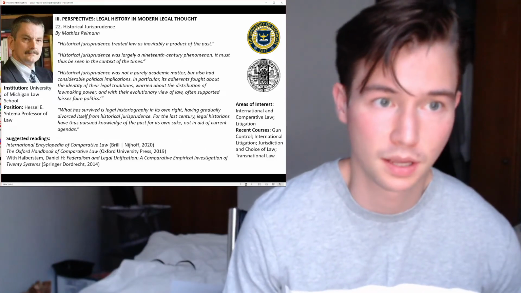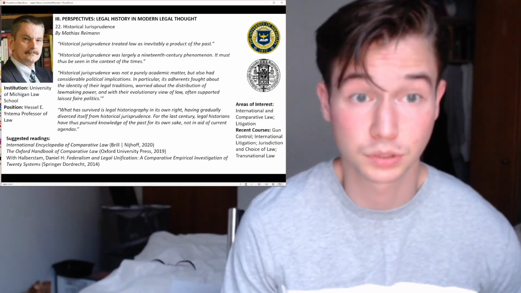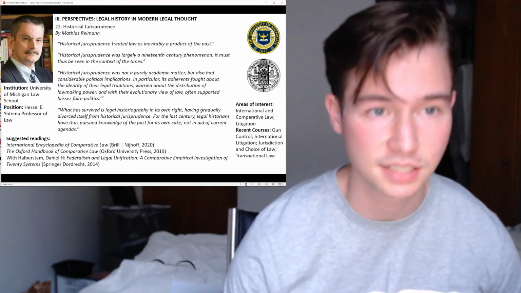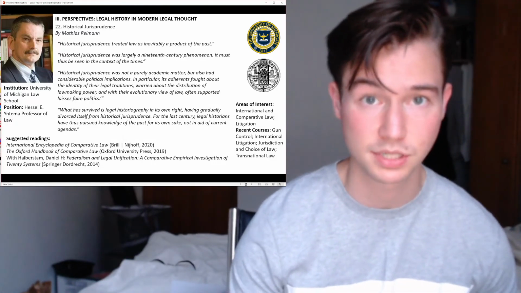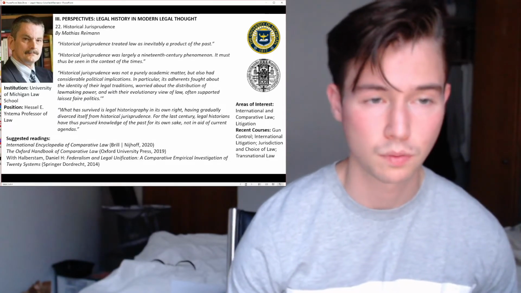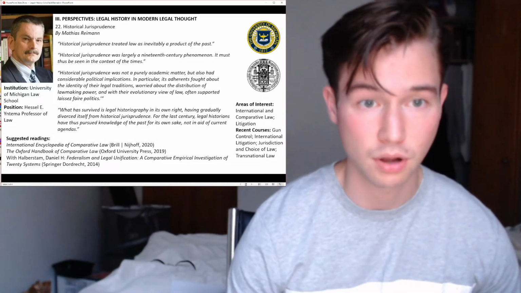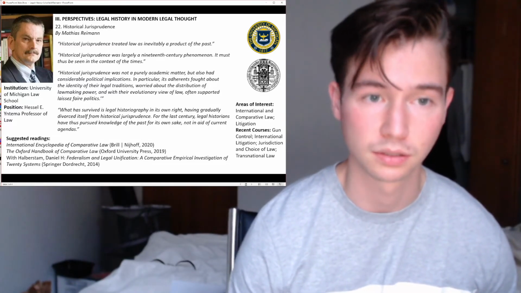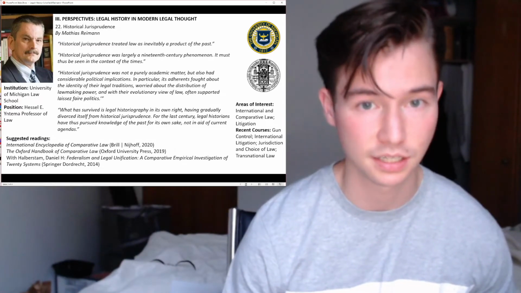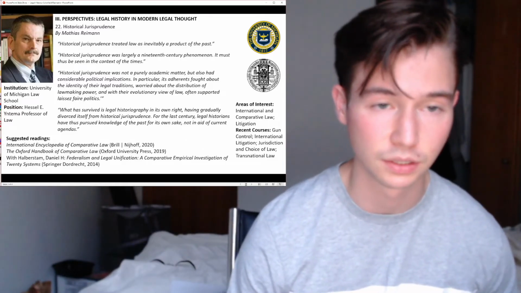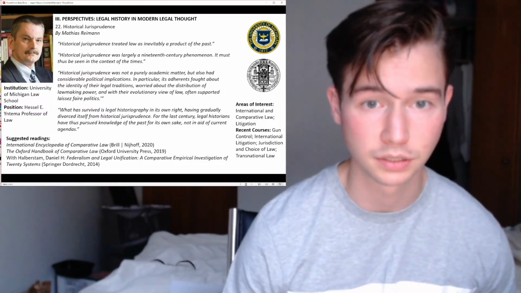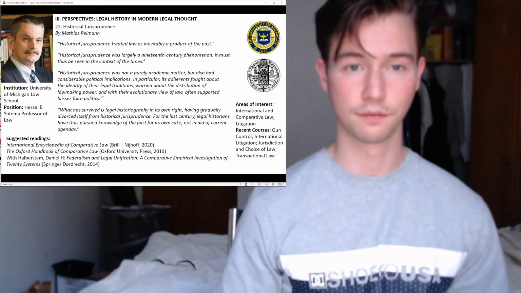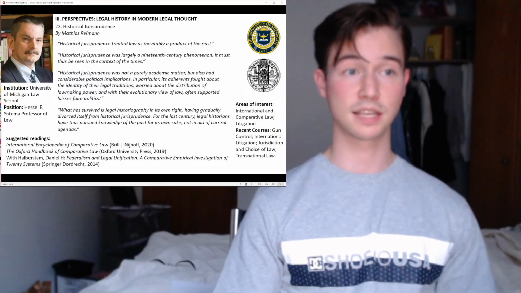Next quote, historical jurisprudence was largely a 19th century phenomenon. It must thus be seen in the context of the times. Third quote, historical jurisprudence was not a purely academic matter, but also had considerable political implications. In particular, its adherents fought about the identity of their legal traditions, worried about the distribution of lawmaking power, and with their evolutionary views of law often supported laissez-faire politics.